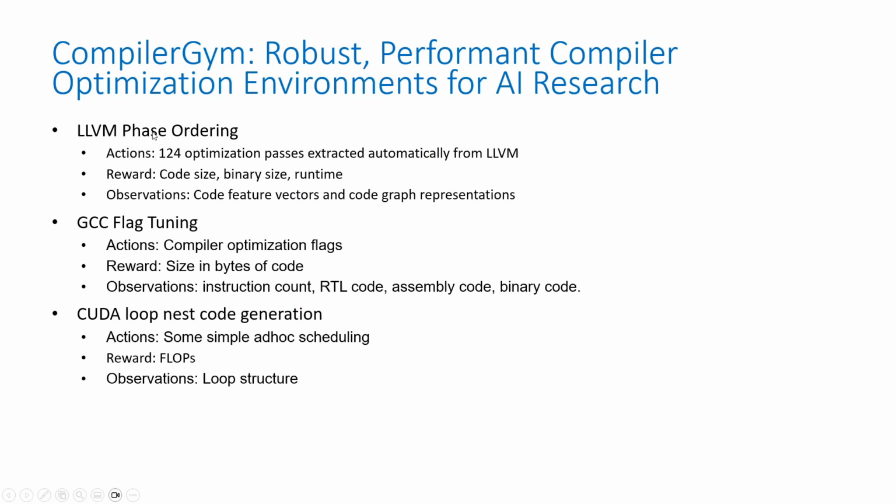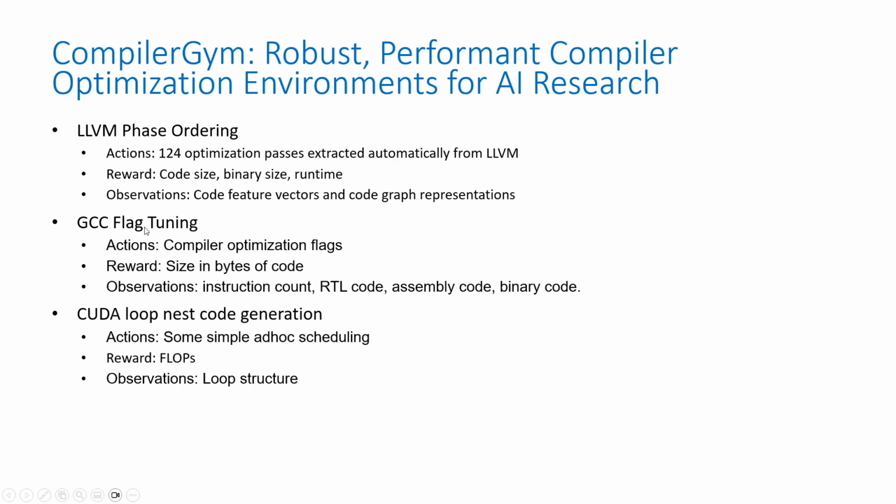One of them is for LLVM phase ordering. Phase ordering is a problem that has been in the past trying to be solved using deep learning, and this time is with reinforcement learning, although this is not the only paper doing so. So the actions are going to be the 124 optimization passes that LLVM has, and the reward is the code size. Could be a code size, binary size, runtime, or a combination of them. And the observation is a vector for the code features, and a representation of the code graph.